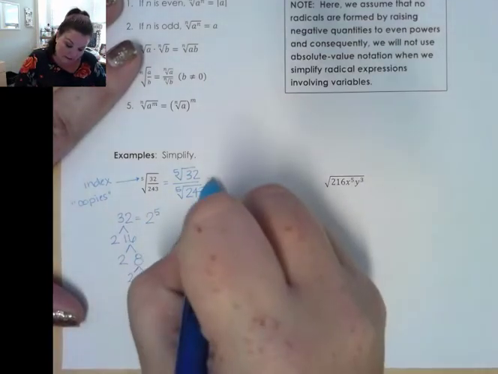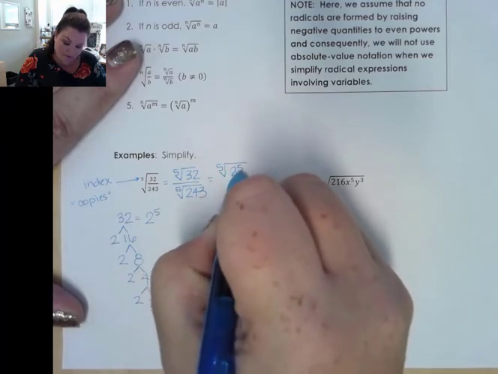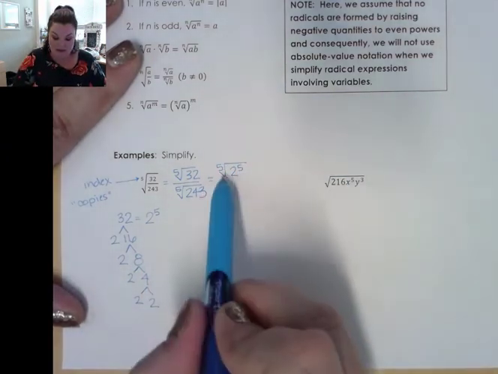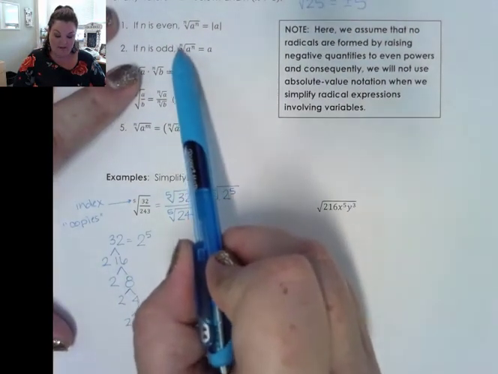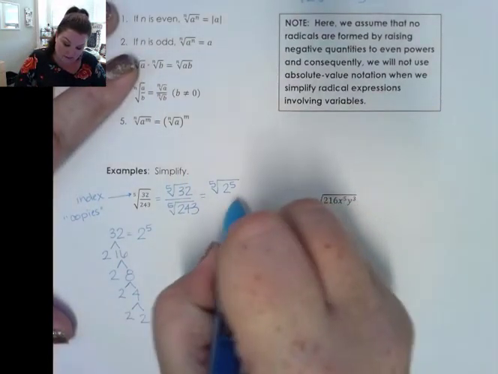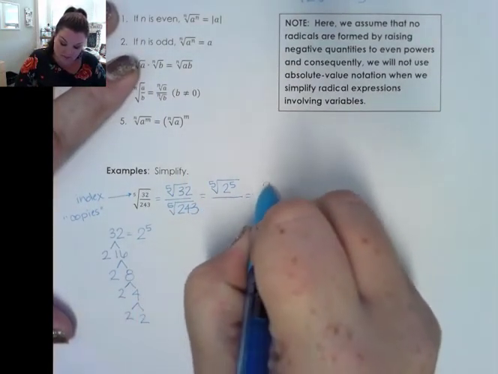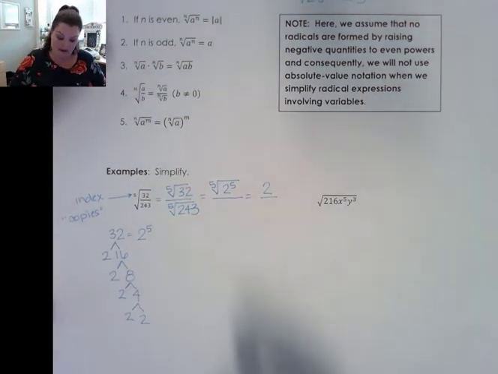So I can rewrite this as the 5th root of 2 to the 5th power, right? And then by this rule up here, we know that if I have the same root and the same exponent around my base, those cancel, right? So I already know the top of my fraction just becomes a 2, right? Now I want to look at the bottom.